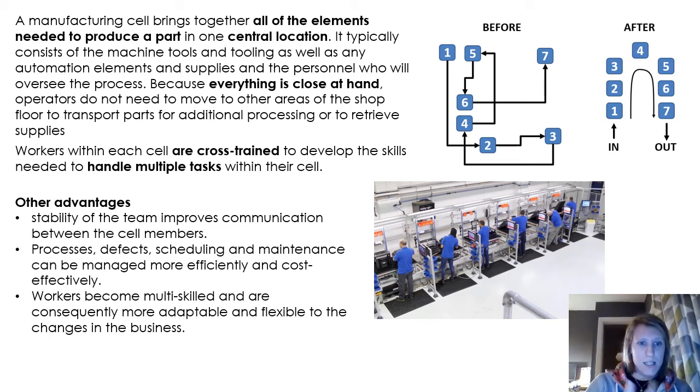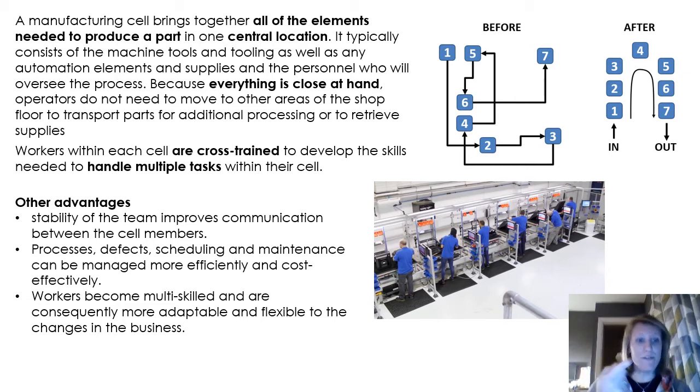Processes, defects, scheduling, maintenance, all of those kinds of things, like maintenance of the machinery, can be managed more efficiently, because you're going to be using that machine a lot on a day-to-day basis. And if you know there's something up with the machine, or that it's been used for so many hours, you can keep more of an eye on that, rather than it being used by multiple people in the factory and everyone forgetting about it. So that makes it more efficient and cost effective.